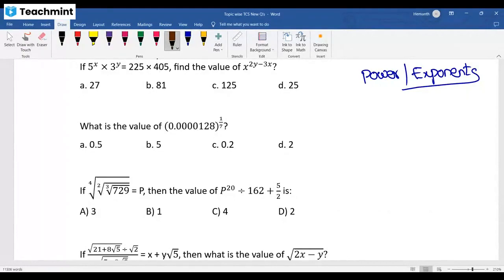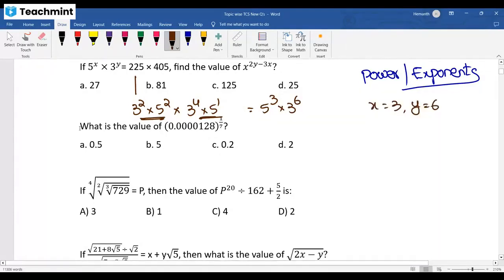So what we can do? This 225 can be written as 15 square. 15 square means 3 square into 5 square. 405 as 81 into 5. 81 is 3 power 4 into 5. This is 405. This is 225. Now combined, we got 5 power 3 into 3 power 6. So we got x value 3, y value 6. From this discussion, we came to know x value is 3, y value is 6.